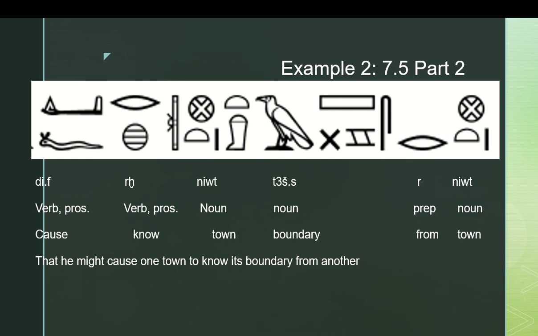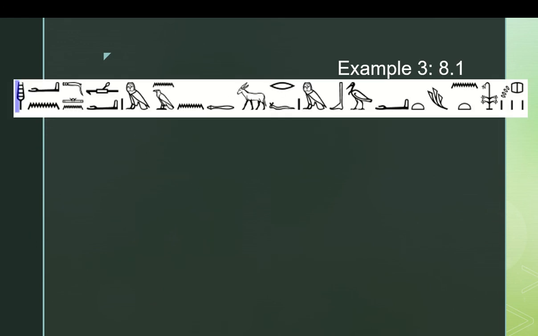So those are only two that we're going to go over from chapter 7. We're going to do a couple from chapter 8 as well. These are a little bit shorter. So this is the first sentence in chapter 8. It's kind of short. This one does not have a stative.